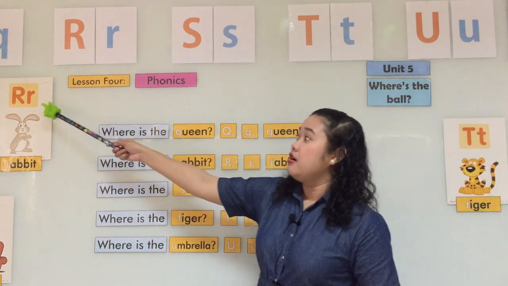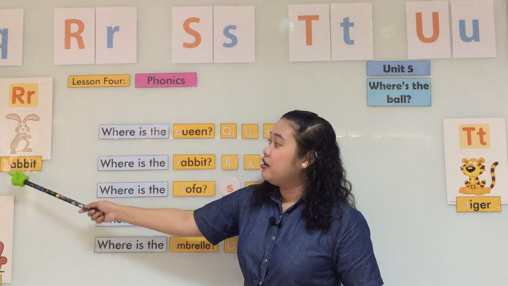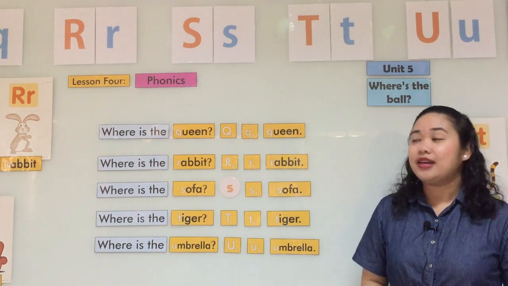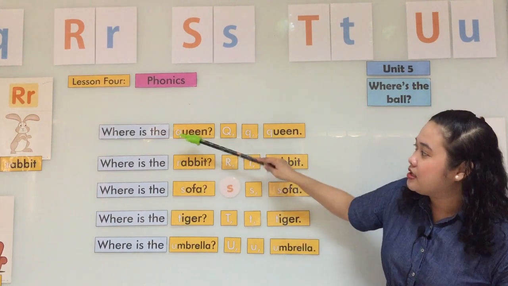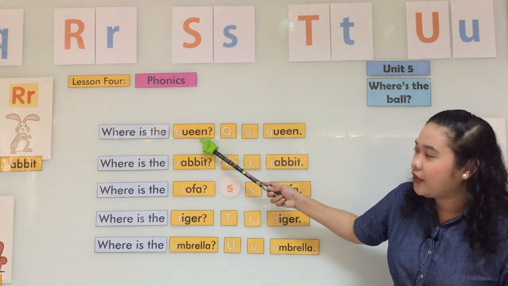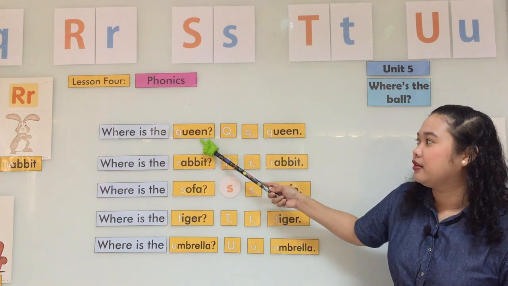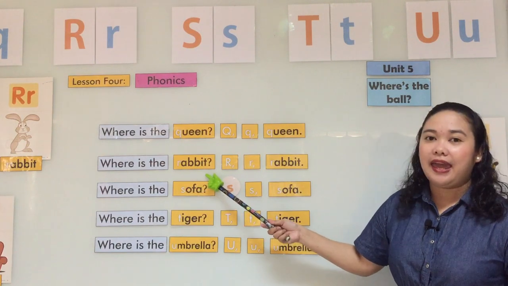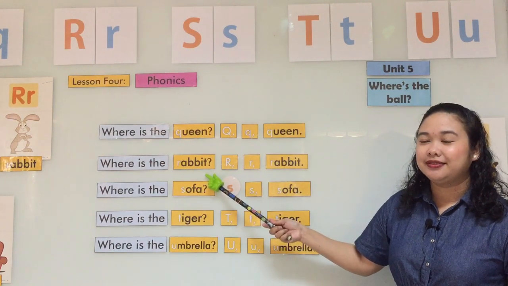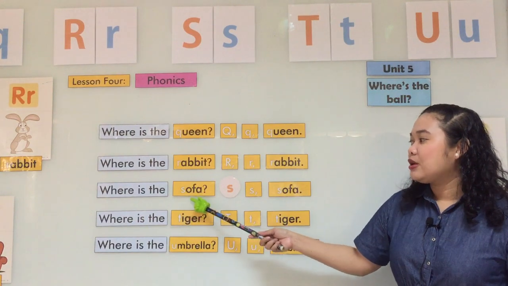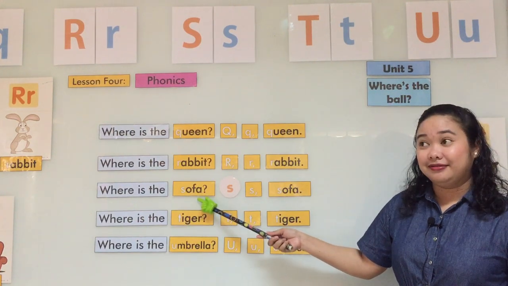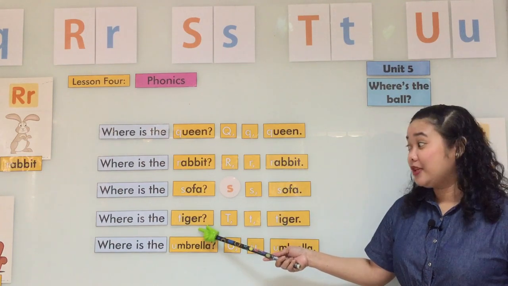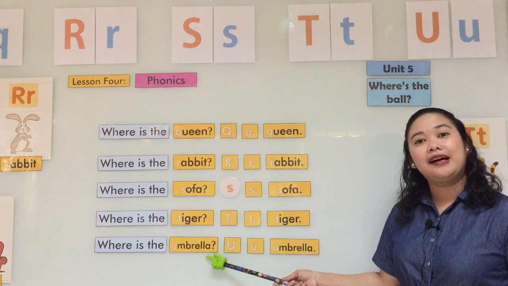Like we have here, R, letter R, R, rabbit. So, this one, R, rabbit. Okay, so we will read this one. This is queen. Say queen. Good. This one here, rabbit. Say rabbit. Good. Sofa. Good. Tiger. Good. Umbrella.